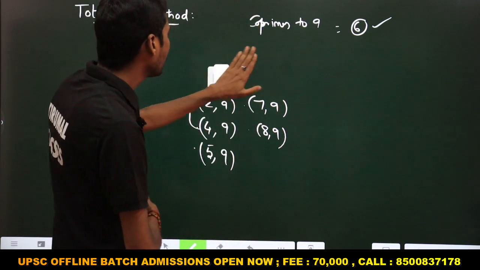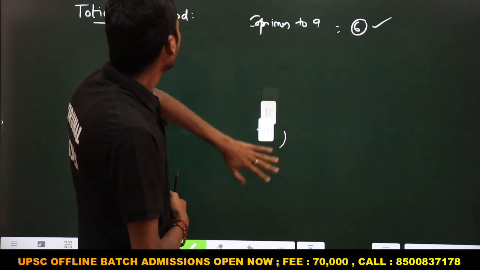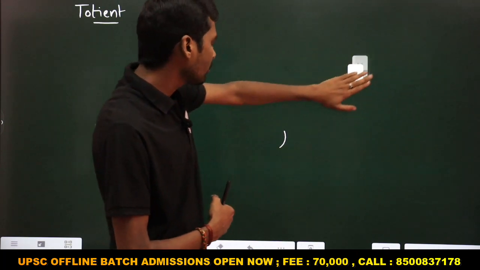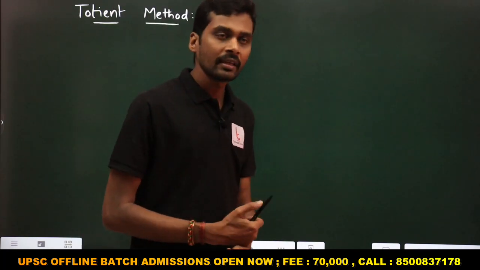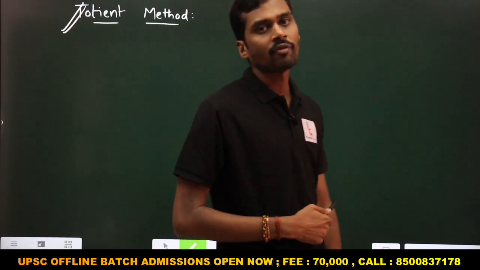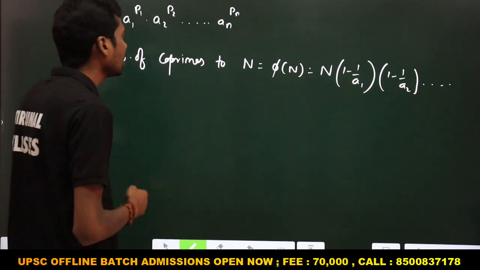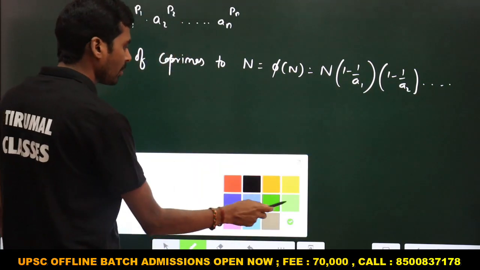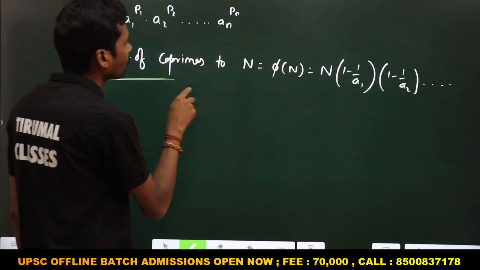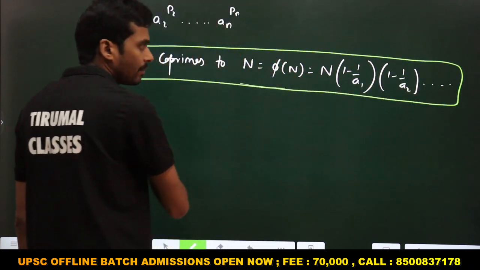The name is not important. If you're asked to find how many coprimes there are to a particular number, this is a very important method, which we follow to find the number of coprimes to any particular number, 9 or any number.